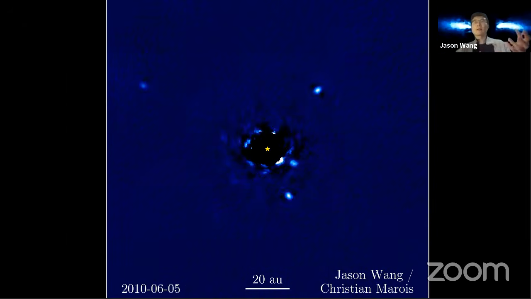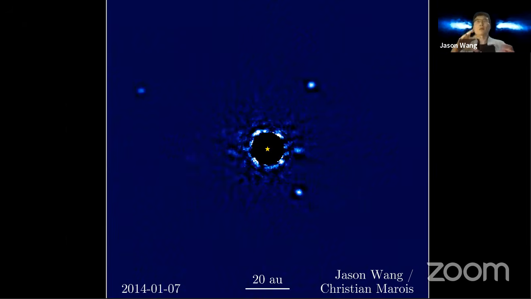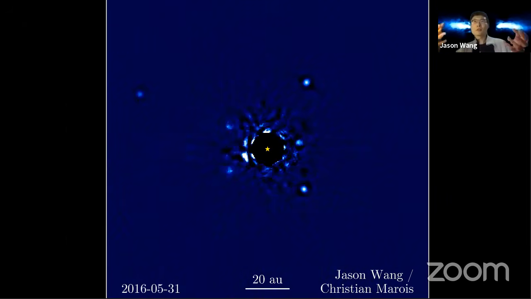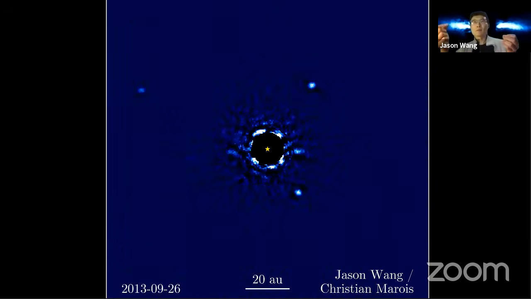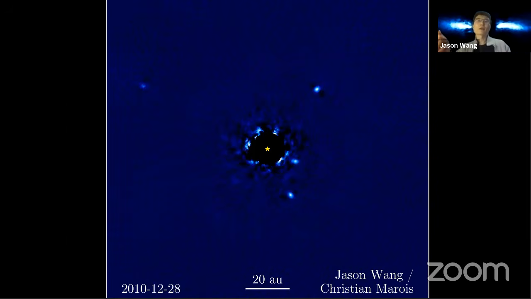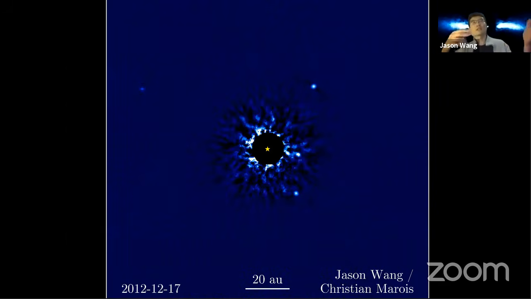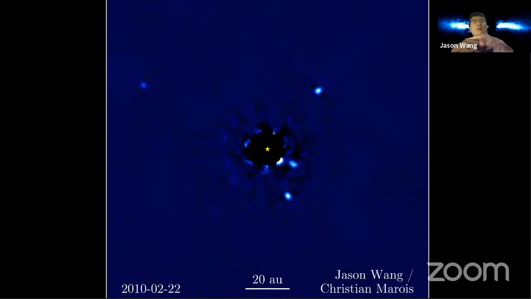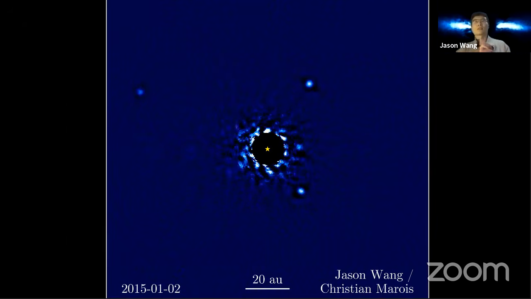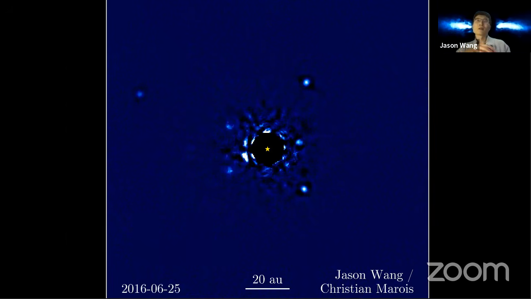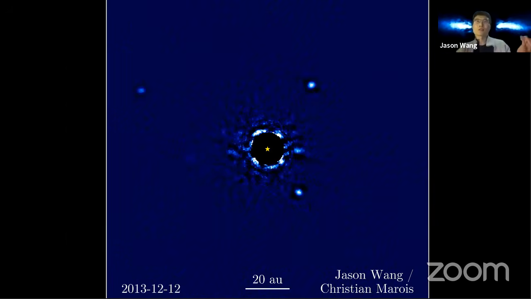You can see that the planets are orbiting in a counterclockwise fashion. And if you look closely, you'll see that the innermost planet, HR 8799e, orbits faster than any of the outer planets. For example, if you compare it to HR 8799b, which is the outermost planet, it orbits a lot slower than HR 8799e. This is just a reflection of Kepler's second law that planets closer in move faster.